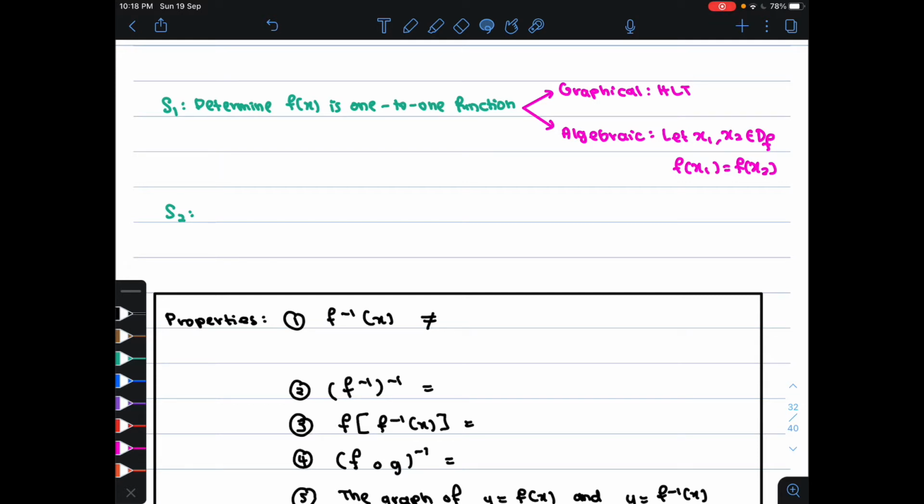Okay, so ini kita recall balik daripada one-to-one function. So, kalau fx kamu adalah one-to-one function, itu maksudnya f inverse exists. And the second step is to find your inverse function. There are two methods for this step as well.